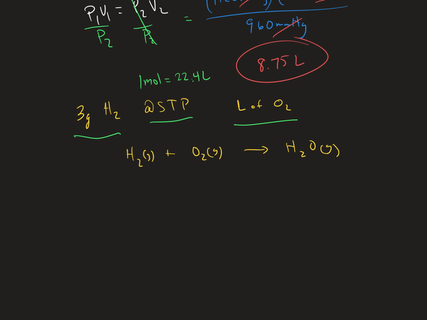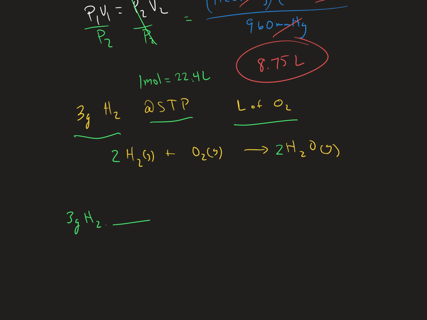What goes in front of H2? What goes in front of O2? What goes in front of H2O? Okay. So, where do we start? What do we know? 3 grams of hydrogen gas. We convert this into what? Yeah, we eventually have to get to moles of something else anyway, so we always have to go to moles if we use stoichiometry.